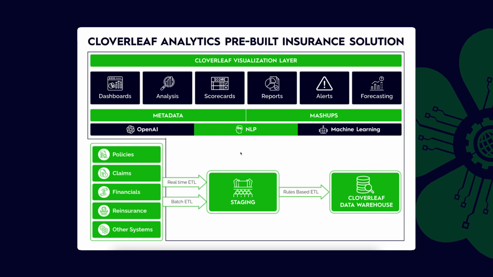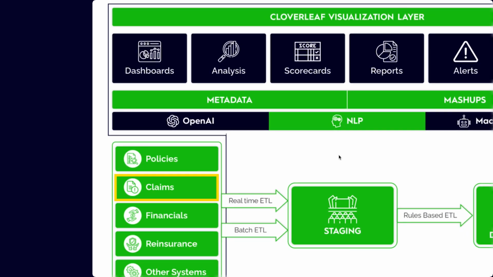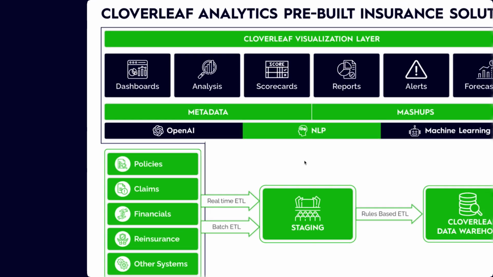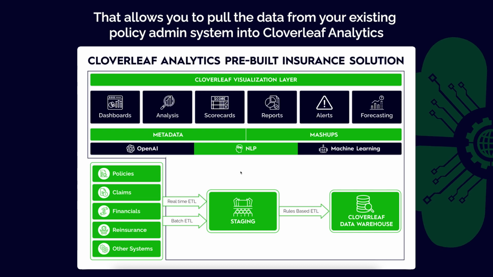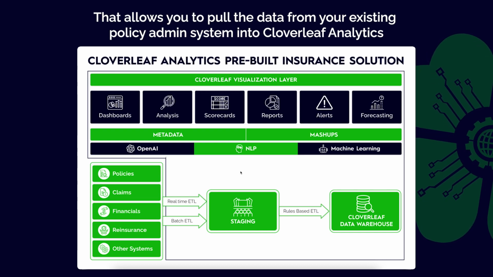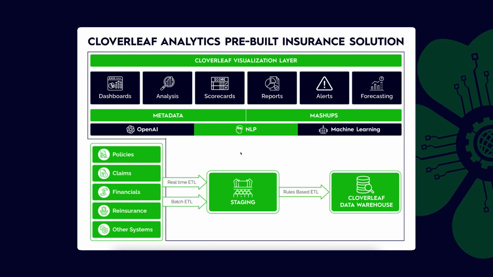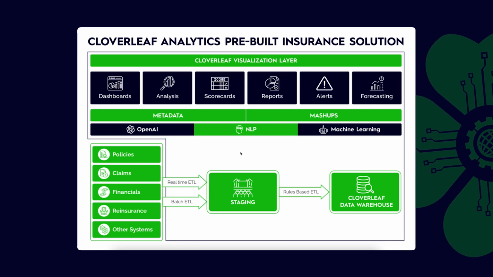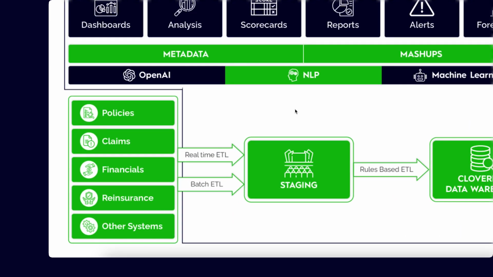It also has a seamless Guidewire InsuranceNow connector, as well as ClaimCenter and PolicyCenter. That allows you to pull the data from your existing policy admin system into Cloverleaf Analytics. And as you do so, it'll calculate over 950 different KPIs for advanced analytics on your insurance policies as well as claims. Now, you can also load additional data, including quotes, reinsurance, and billings.